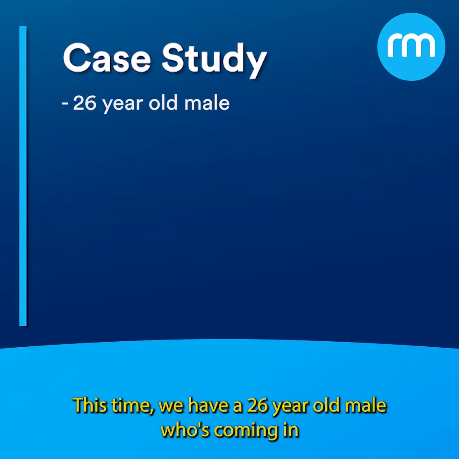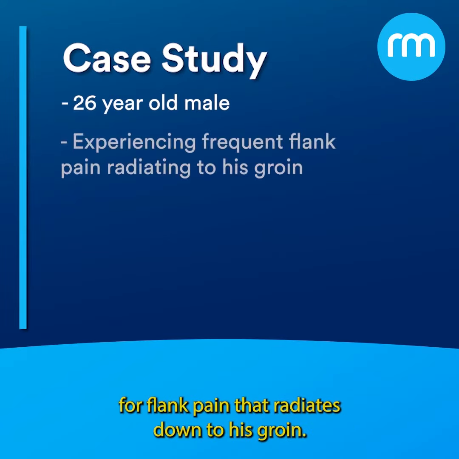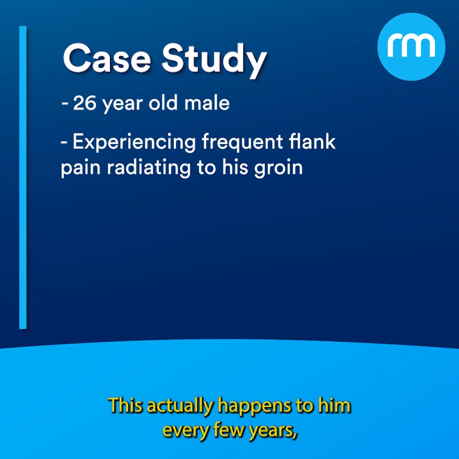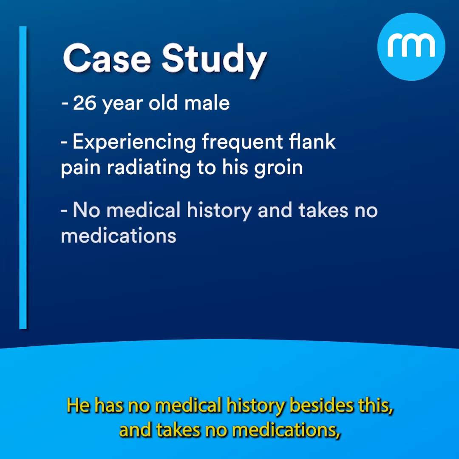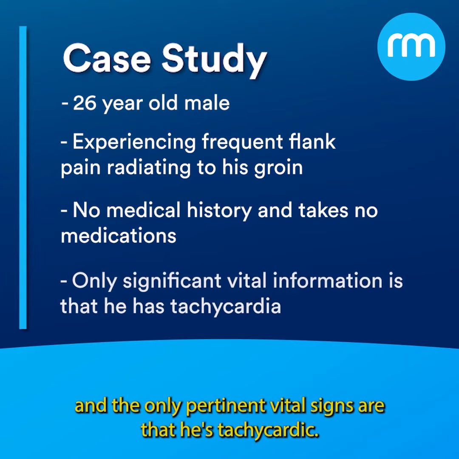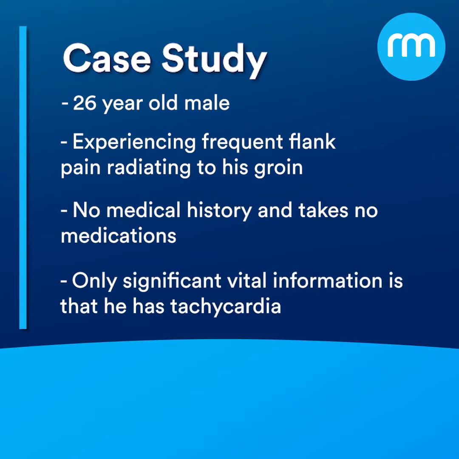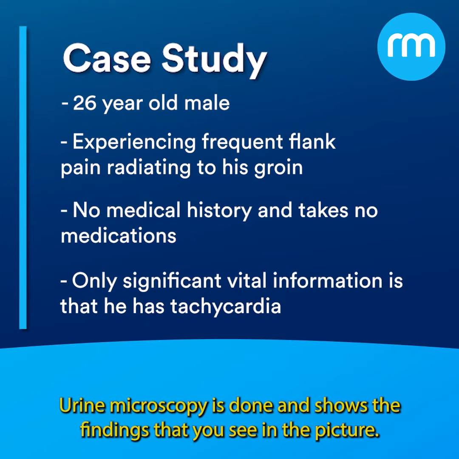Let's get started. This time, we have a 26-year-old male who's coming in for flank pain that radiates down to his groin. This actually happens to him every few years, but this is the first time he's seeking care because it's happening too frequently. He has no medical history besides this and takes no medications, and the only pertinent vital signs are that he is tachycardic. Urine microscopy is done and shows the finding that you see in the picture.